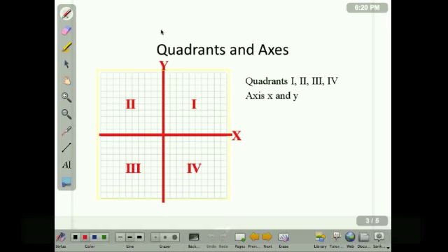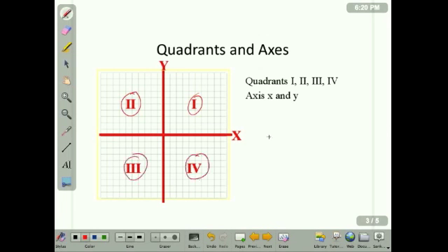And finally, the quadrants. Now, the Cartesian coordinate plane is made up of 4 quadrants. The quadrants are labeled 1, 2, 3, and 4, and they must be in Roman numerals. So when you're asked to identify the quadrant, you're going to list it as a Roman numeral.